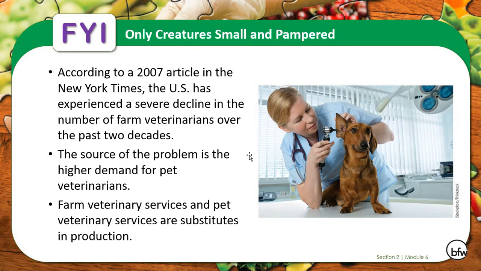So according to a 2007 article in the New York Times, the U.S. has experienced a severe decline in the number of farm veterinarians over the past 2 decades. The source of the problem is the higher demand for pet vets. Farm veterinary services and pet veterinary services are substitutes in production. So basically, because there's more people with pets and less people with farms, those vets are making the transition to service those people that have pets in the house, right? So you're seeing more vets going into business to take care of your dog rather than, say, to take care of your horse or your cow on the farm.